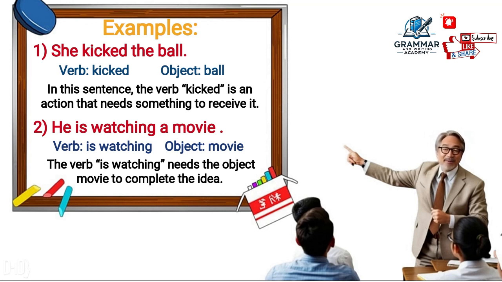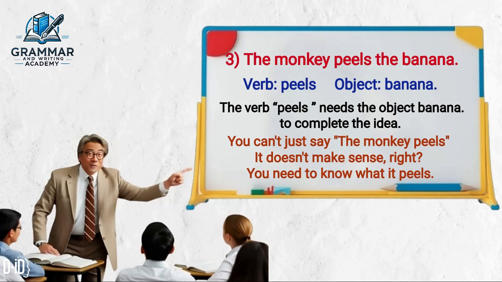Example 2. He is watching a movie. Verb: is watching. Object: movie. The verb is watching needs the object movie to complete the idea. You can't just say, he is watching. It doesn't make sense, right? So, with transitive verbs, there's always an object that answers the question what or whom after the verb.